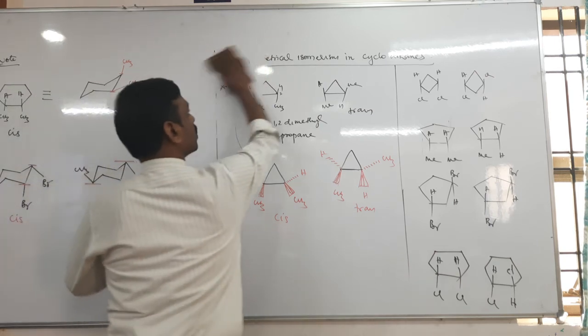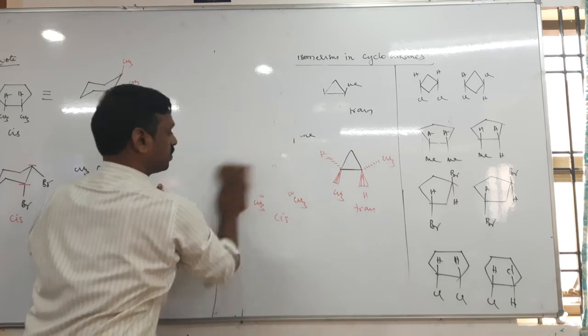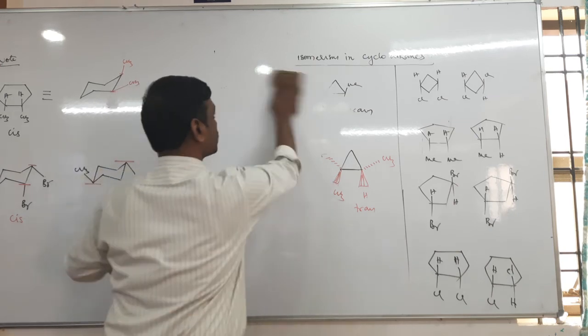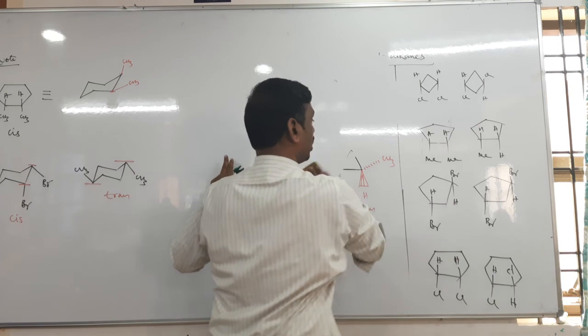Next, geometrical isomerism in dienes, conjugated dienes.